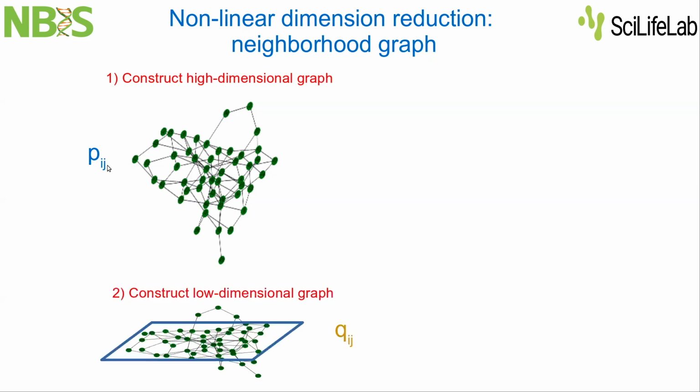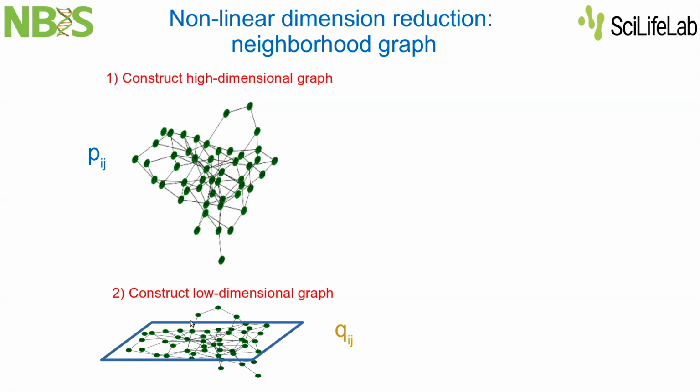And step number 2, we also create an approximation for this high-dimensional graph. We construct another graph using different assumptions, but we are trying to create something that we believe approximates this original high-dimensional graph as much as possible. Or in probabilistic form, you define another set of probabilities of observing points at certain distances in 2D. In this case, it's a 2D representation.